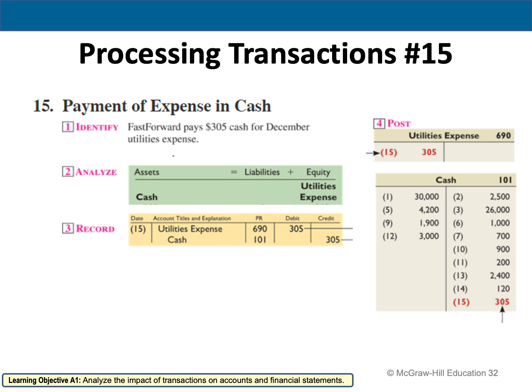And then I also have to post the 305 in the T account of cash, and I have to record it on the credit side because we just paid, and it means that my cash is reducing, so I have to record it on the credit side.